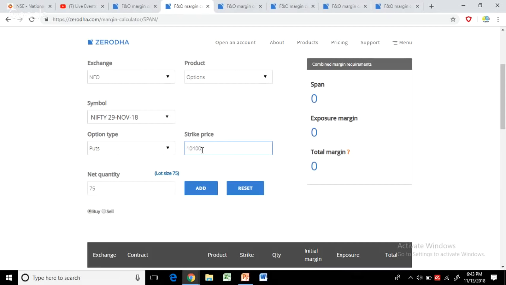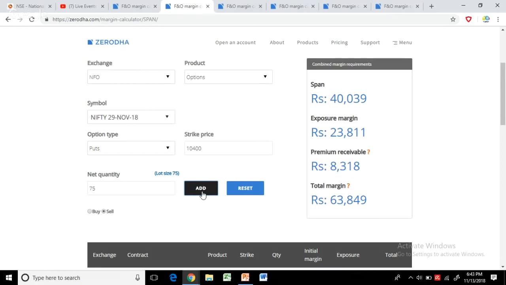Remember 10,200 we required 53,300 something something, right? Let's see 10,400, 200 points above 10,200. Let's see what is the margin requirement. 63,849. By coming up by 200 points, the margin requirement has increased by more than 10,000 rupees. Got it? The margin requirement is increasing.